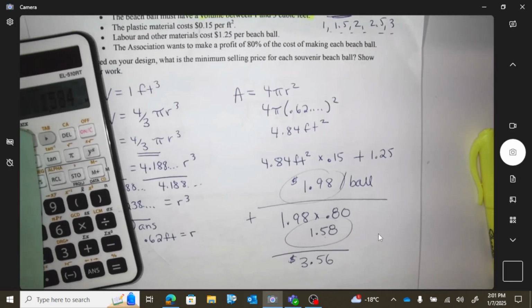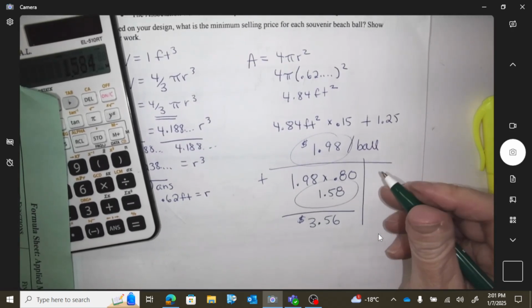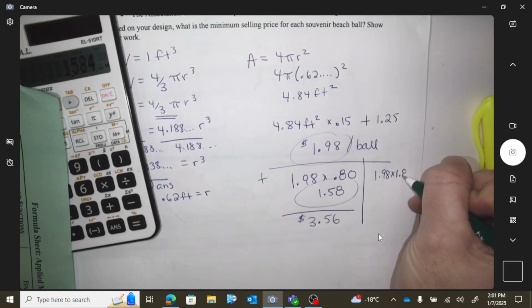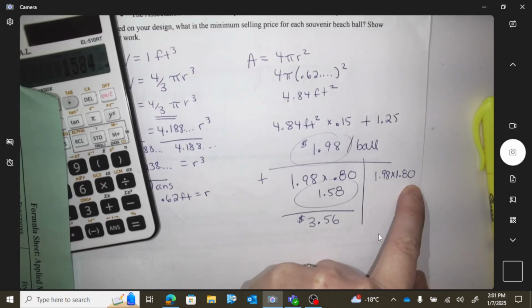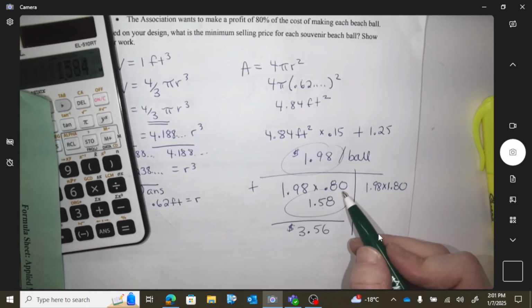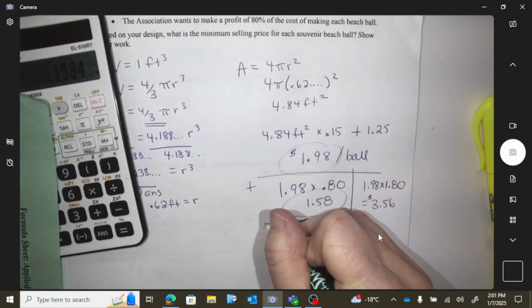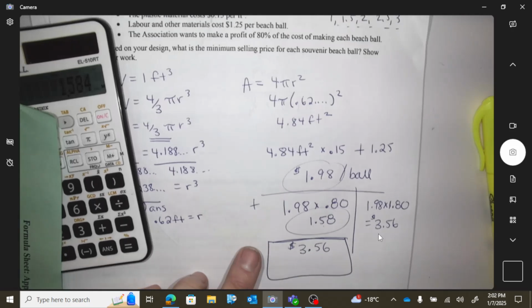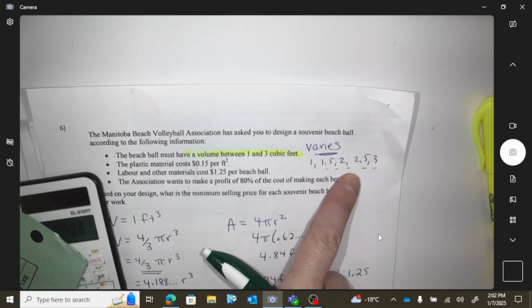Okay, and instead of timesing by 0.8 and then adding, you could have just times by 1.80 because you're going to do the original price plus an additional 80%. So if you do that in one step, you get right to that final cost. Okay, and then you could have multiple answers again because you could have done this same process with a different number for the volume.